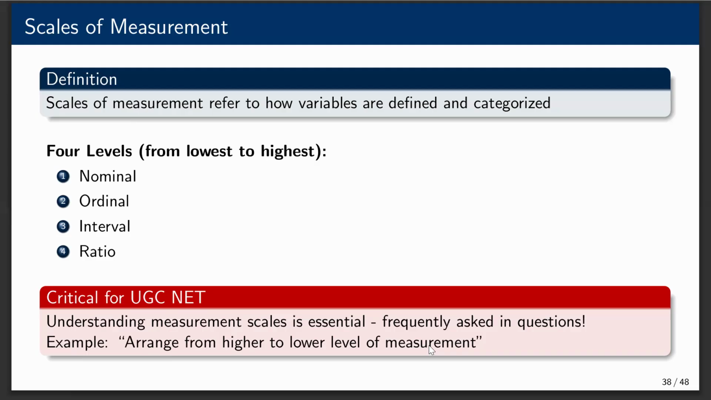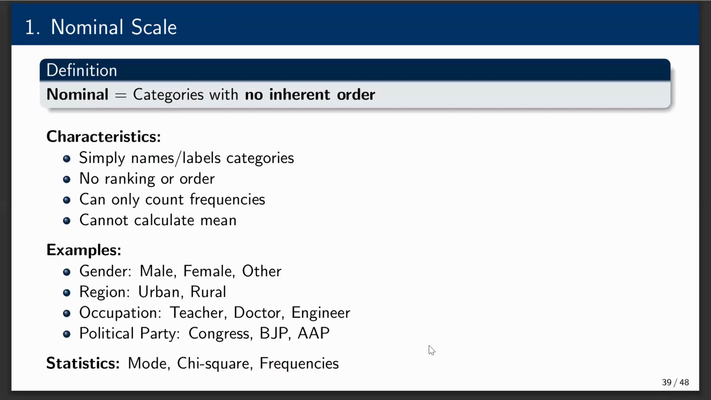Basically, this section is very critical for UGC NET. You will find that in many years the questions are repeated, where you have to arrange from higher to lower level of measurement, or you have to match. So first let us try to understand the nominal scale.